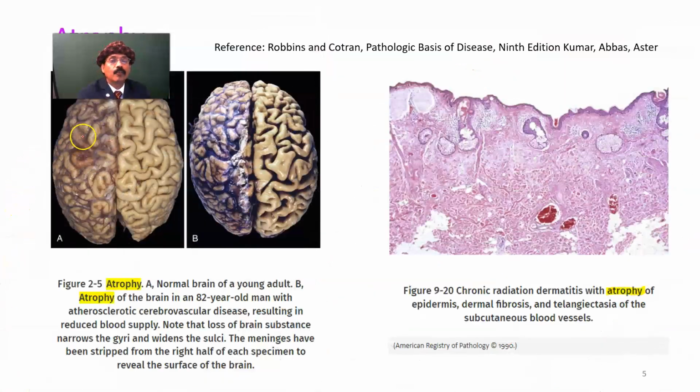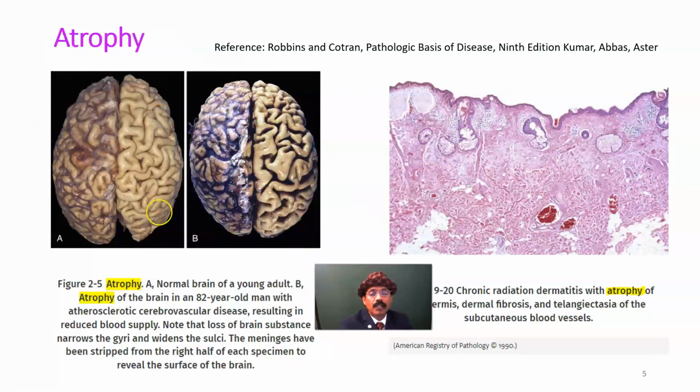Okay, we'll look at some of the atrophy here. Here, atrophy of the brain. Here, atrophy of the brain compared with a normal brain of a young person, due to atherosclerotic changes or Alzheimer's disease. The brain will be atrophied in an old person. Okay, that may happen. So this is the atrophic brain, this is the normal brain.